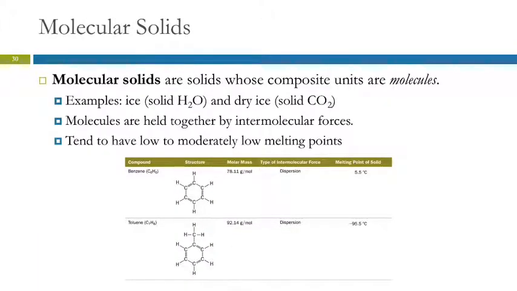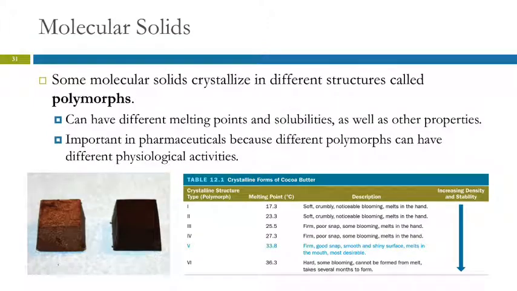So molecular solids, of course, have molecules, and those molecules are held together by intermolecular forces. It could be dispersion forces, hydrogen bonding, dipole-dipole forces, etc. Because intermolecular forces are relatively weak, these solids tend to have low to moderately low melting points. And there's a couple of examples there.